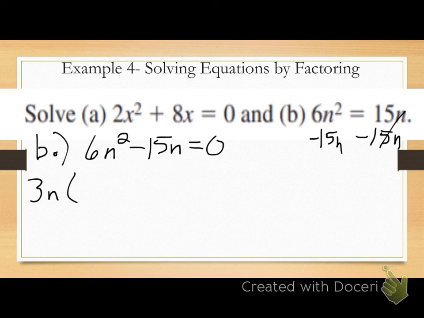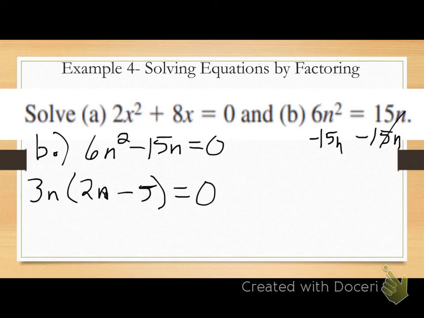So 3n times what would give me 6n squared? Sorry, 2. Is that it? Yep, because 3 times 2 is 6. If I'm multiplying 2 n's together, I add the exponents. What's n times n? n squared, so I'd get 6n squared. Okay with that one? Okay, 3n times what would give me negative 15n? Negative 5.